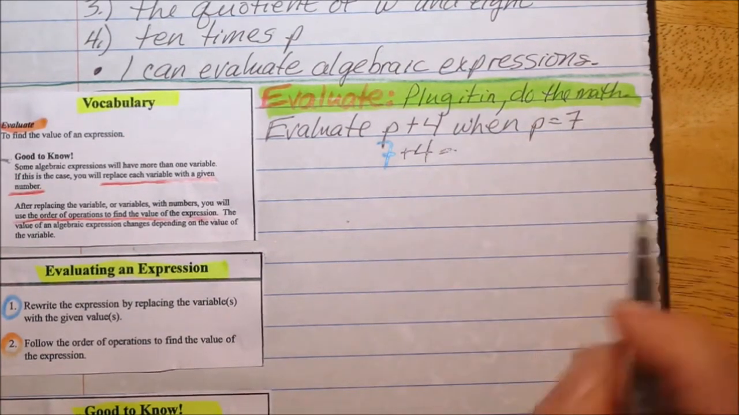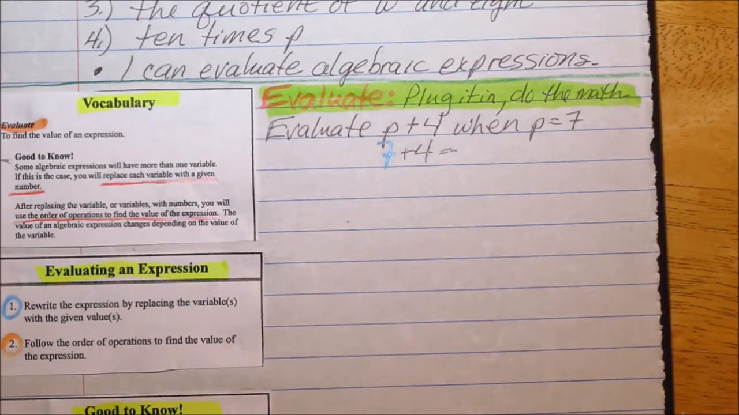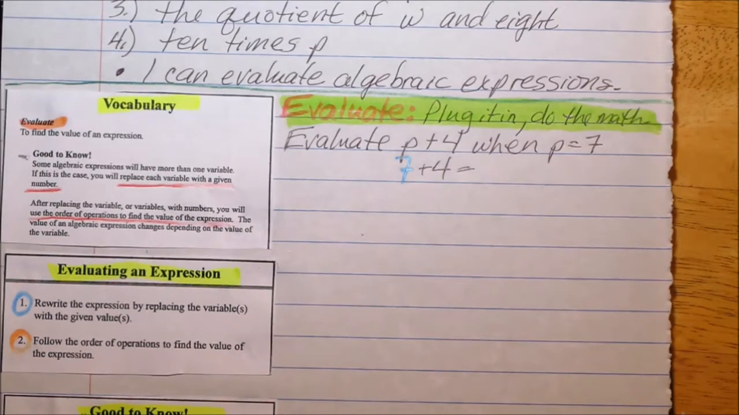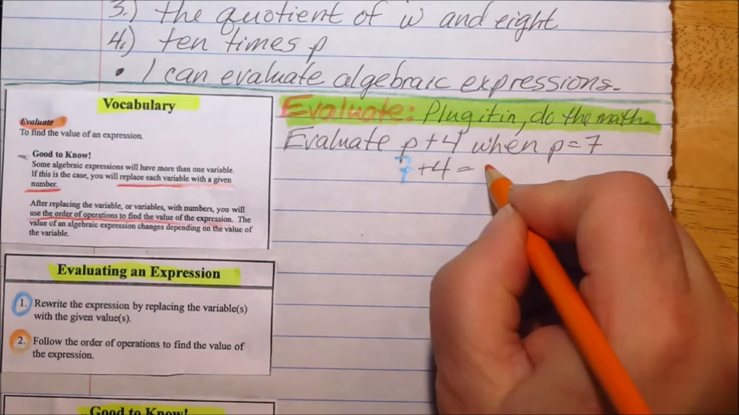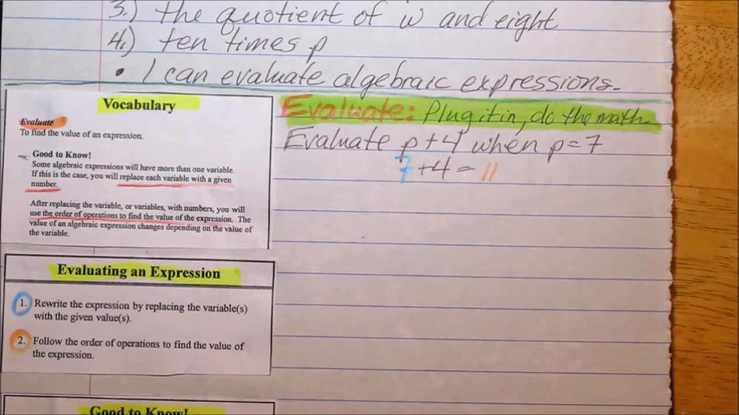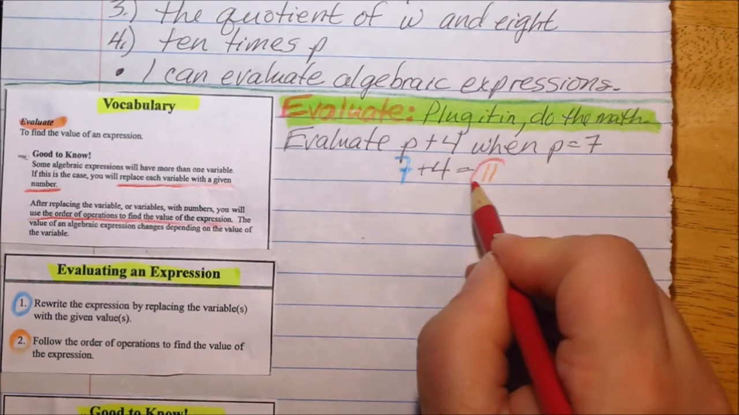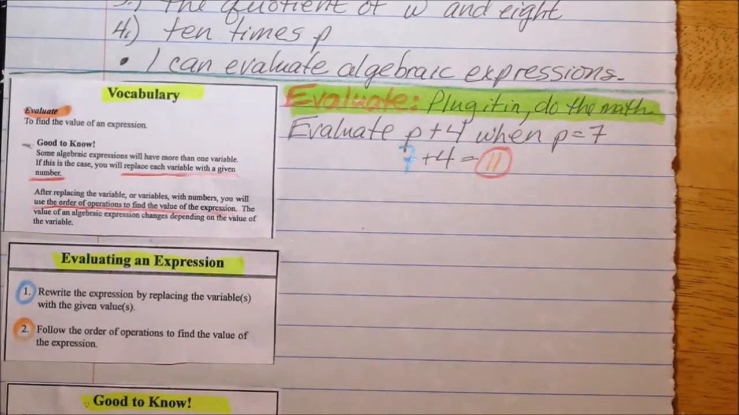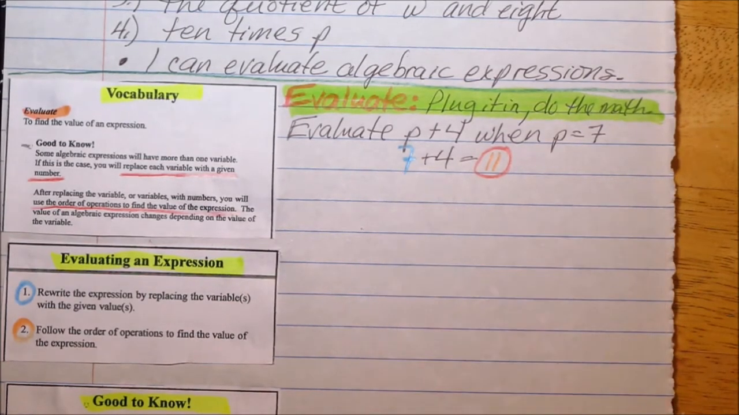Okay, so now our expression looks like this, right? 7 plus 4. Then the next step is follow the order of operations to solve. Not much of an order here. We just simply have 7 plus 4, but that would be 11. Correct? All right, so that was how you evaluate p plus 4 when p equals 7. Okay, plug it in, do the math.